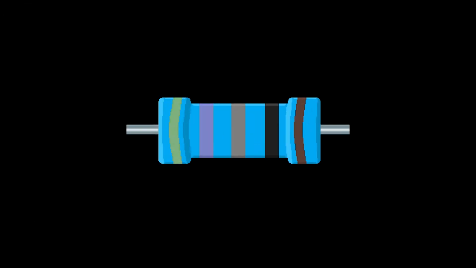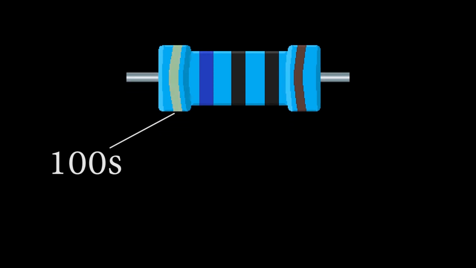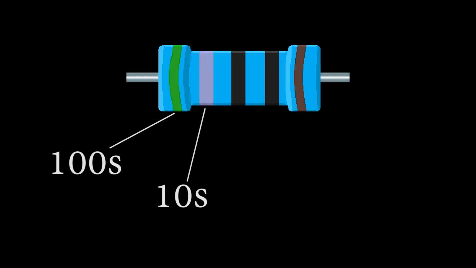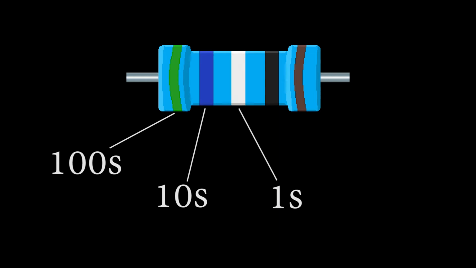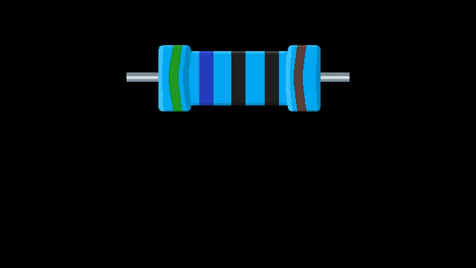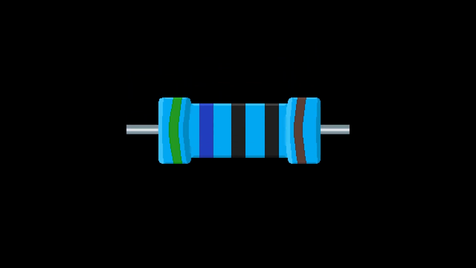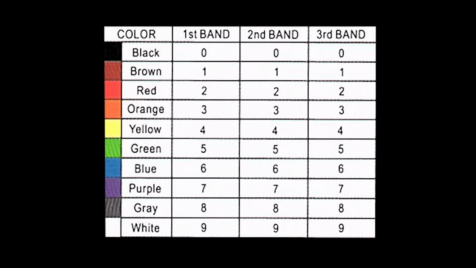The first 3 bands represent your resistance value before a multiplier is applied. The first band is the hundreds place of the number, the second band is the tens place, and the third band is the ones place. To represent different numbers in each band, we also have different colors. Starting from black and ending with white, the digits go from 0 to 9 accordingly. Check the screen for which colors represent each digit.